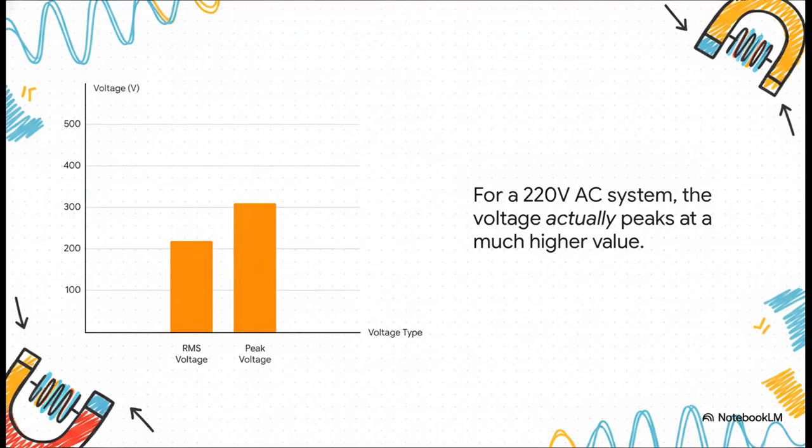That 220-volt RMS value, that's the effective voltage. It's not the highest the voltage ever gets. In a 220V system, the voltage is actually peaking at over 310 volts every single cycle. That's nearly 41% higher than the number on the plug.